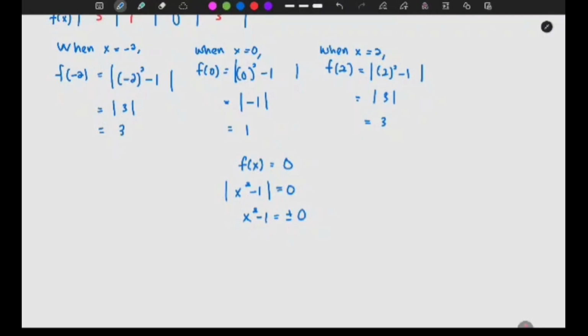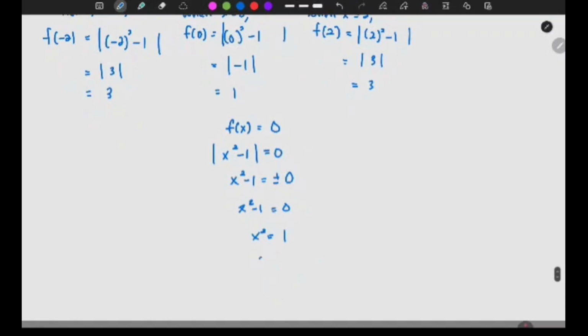So what you have to do, the minus 1 bring here, and your square root. Not nice. Your square bring here becomes square root, isn't it? 1. So what is square root 1? You press your calculator, you can get 1.